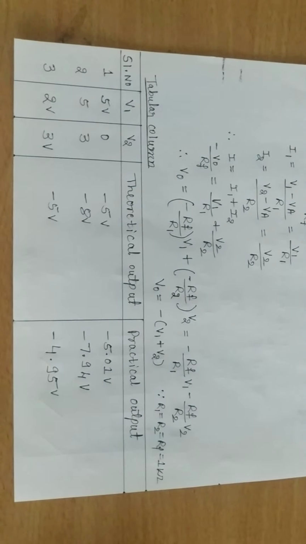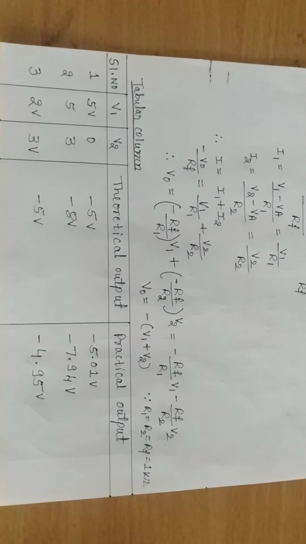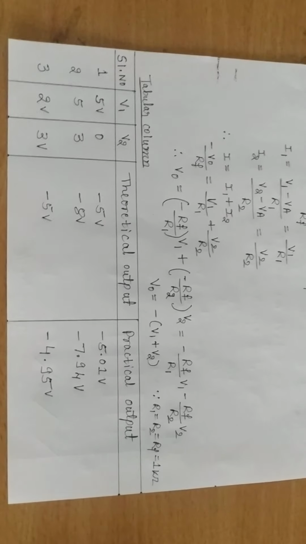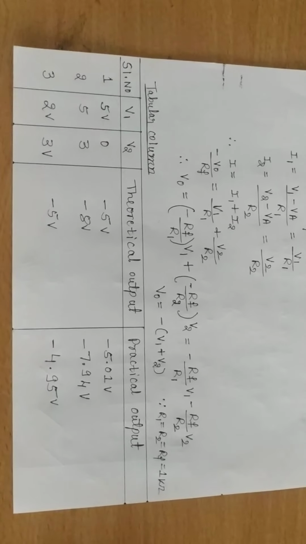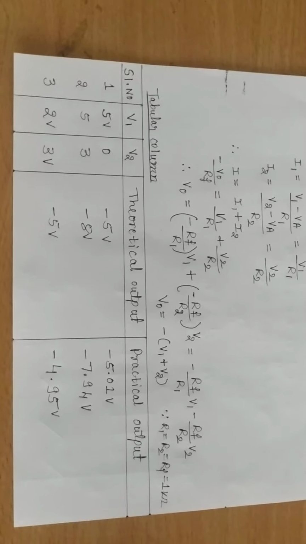The same thing I have drawn here in the tabular column. By varying the input and the output voltage, you have to cross-verify the theoretical and the practical output. This is about the adder circuit using 741. Thank you.